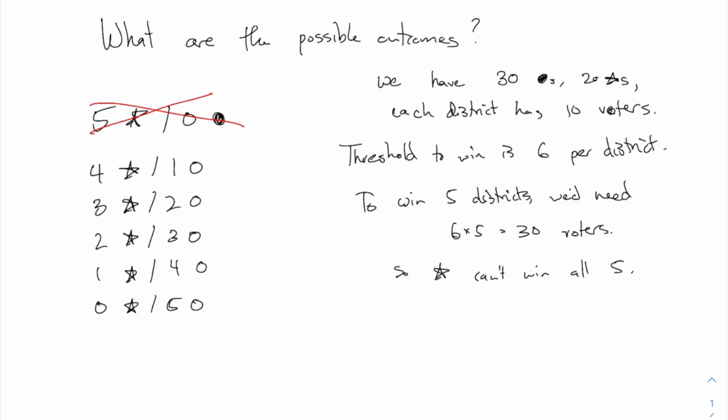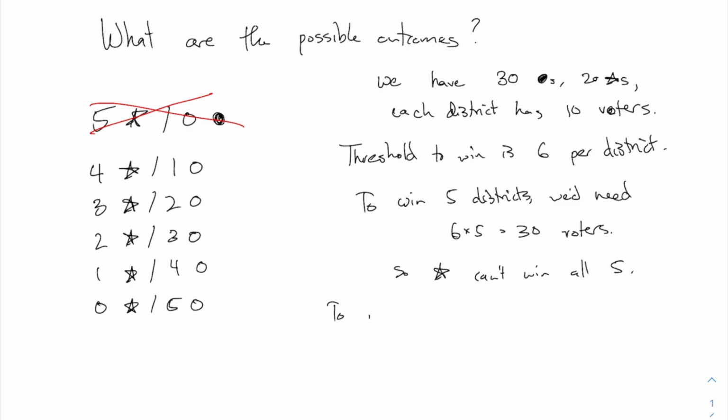Any thoughts? They can't win all 5 because this would require 6 times 5, which is 30, and there's only 20 of the Stars, so they can't win all 5. Can they win 4 of them? You got to think, how many would that require? That would be 6 times 4, which is 24. That still is too many. They also cannot win 4. So Star can't win all 5.